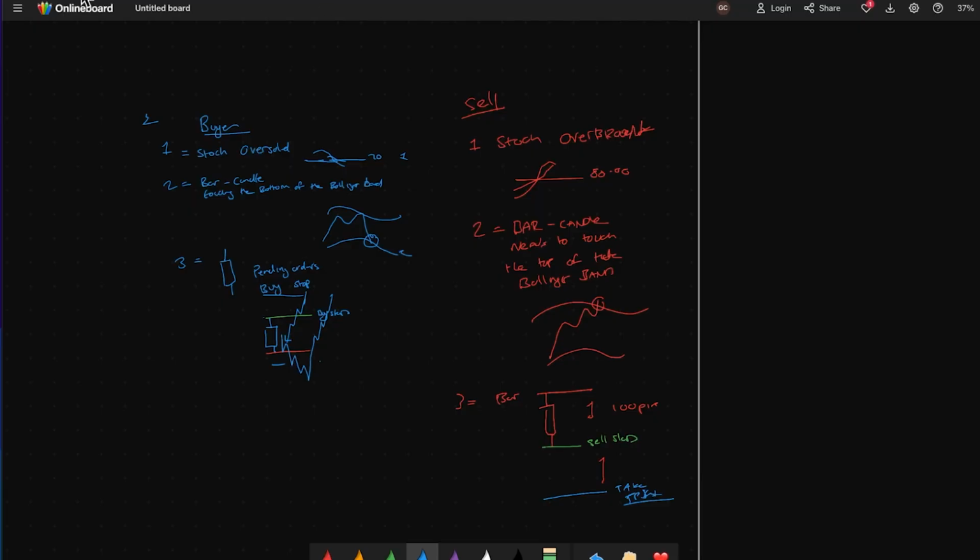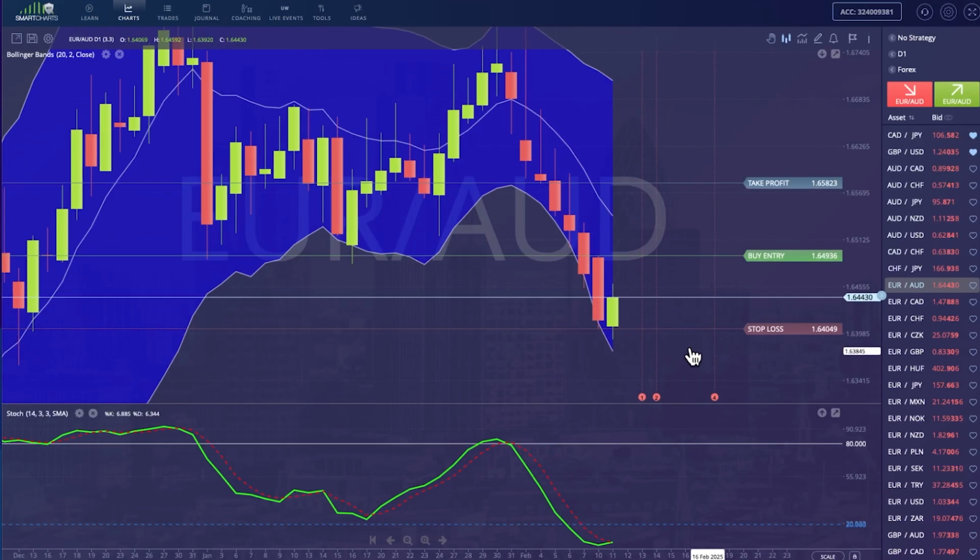So if we go back now to the chart quickly, you can see we've taken a buy trade here. There's a pending buy on the high of this previous bar. Stochastics are oversold. This is the bar that's touched it. So I've got a high of the previous bar entry here. And when the market goes up, it'll trigger me in.